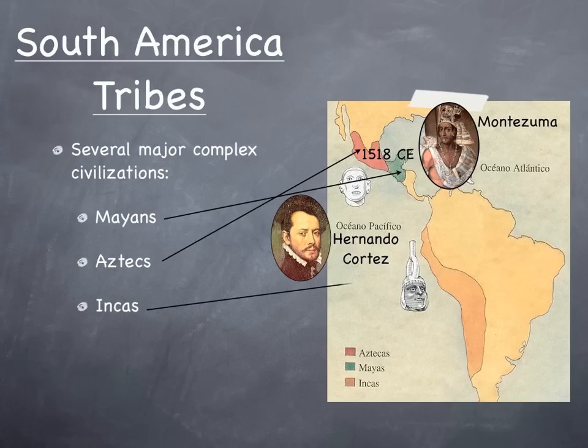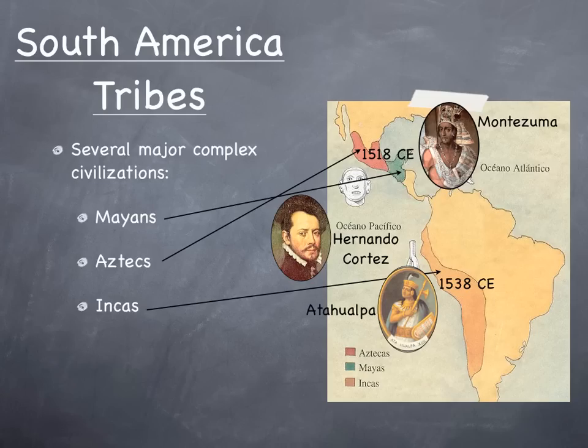Then we have the Incas, which are in South America, and that's the span of their empire. It's rather huge. It's where present-day Peru and Chile is located. And they disappear around 1538. I guess we can see what's coming up. Their ruler at the time was Atahualpa.